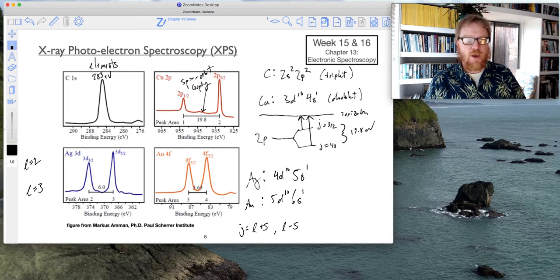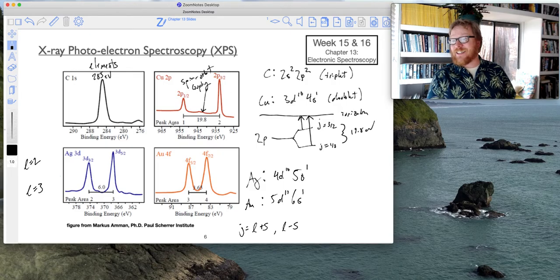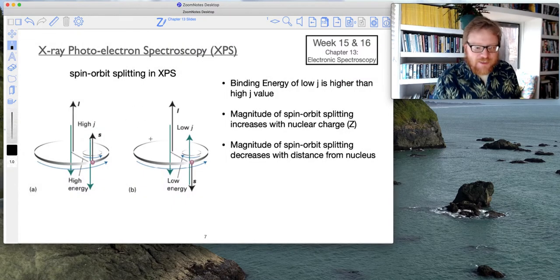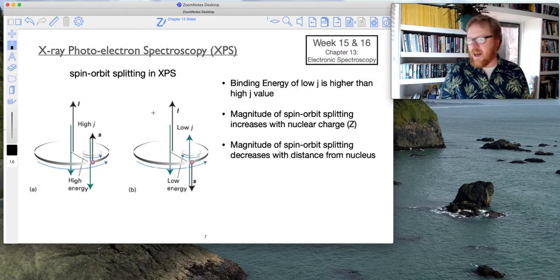You also notice the intensity for the upper lying J level is higher, and that has to do with the number of electrons that are in that level. So what you can see from XPS is that there are more electrons existing in that upper spin level. And this is a good diagram of why that exists.